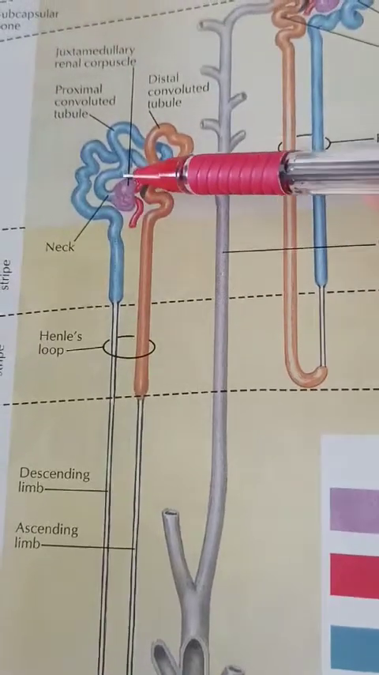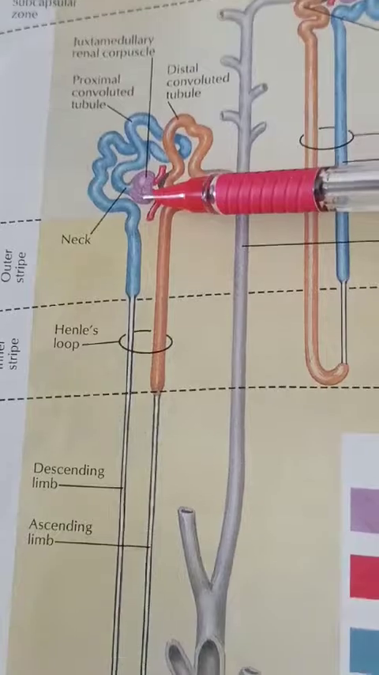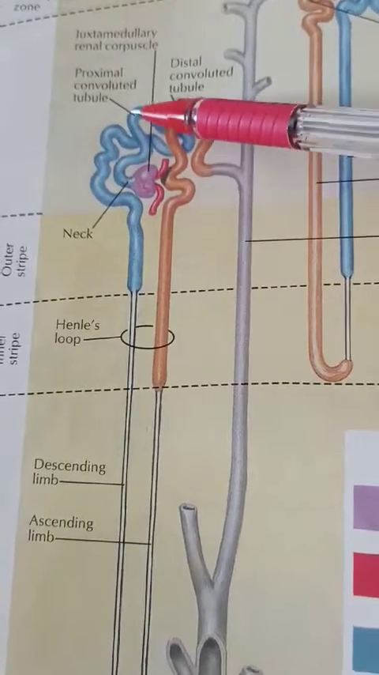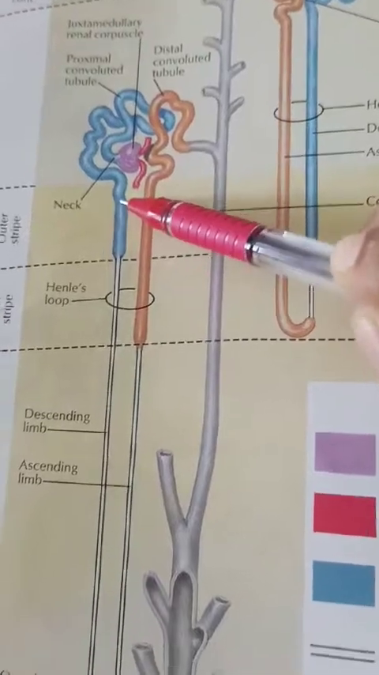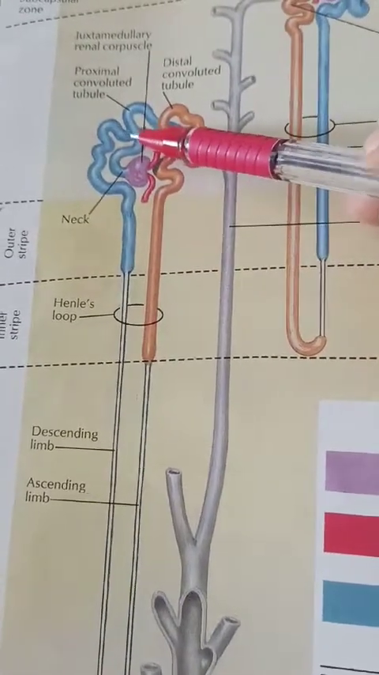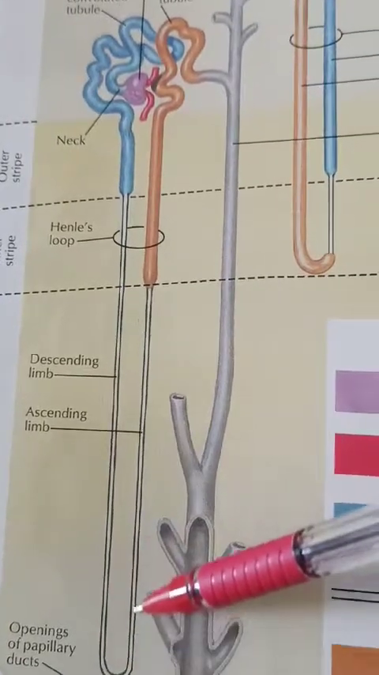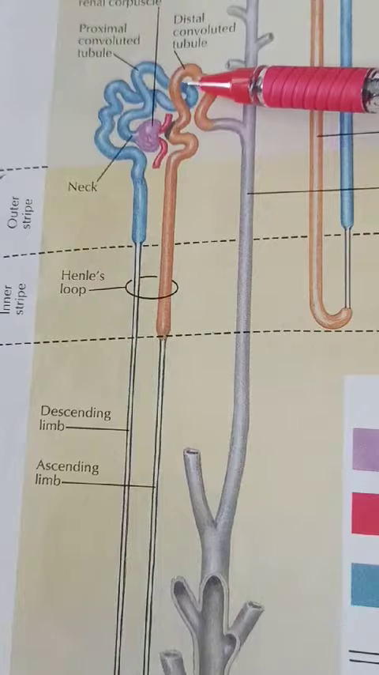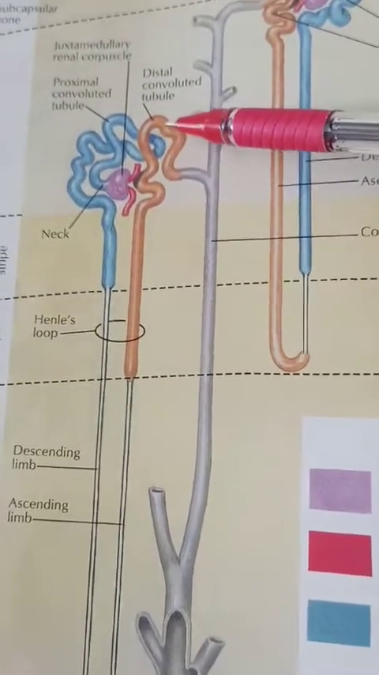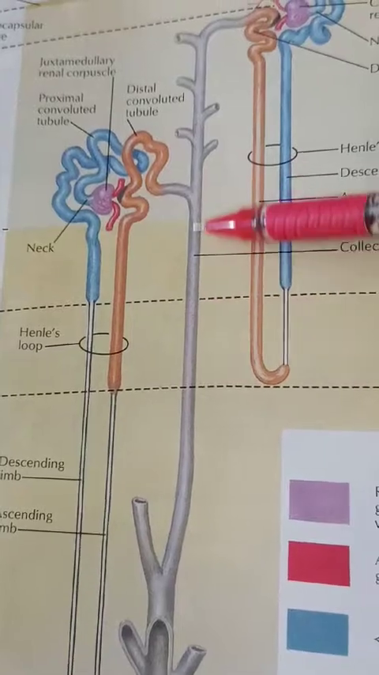So the nephron has a Bowman's capsule. Then this blue region is the proximal convoluted tubule, and this narrow loop is the loop of Henle. This brown portion is the distal convoluted tubule. The distal convoluted tubule finally ends in the collecting duct. This is the collecting duct.